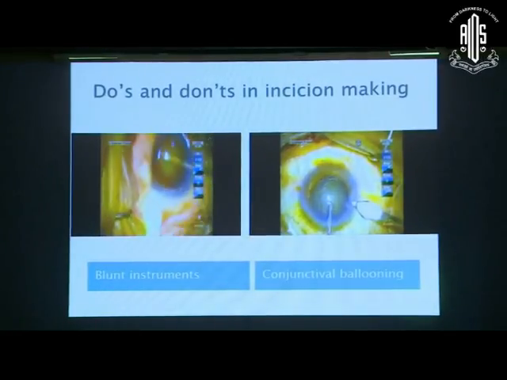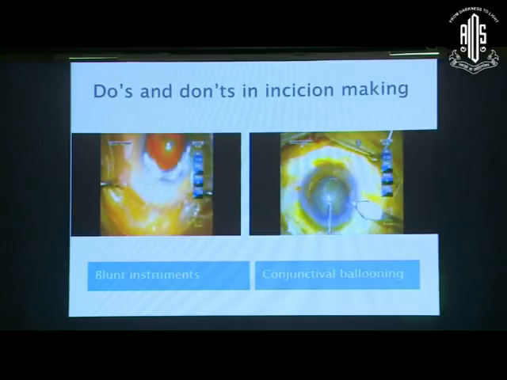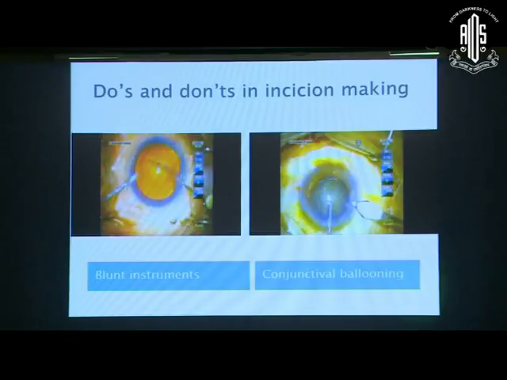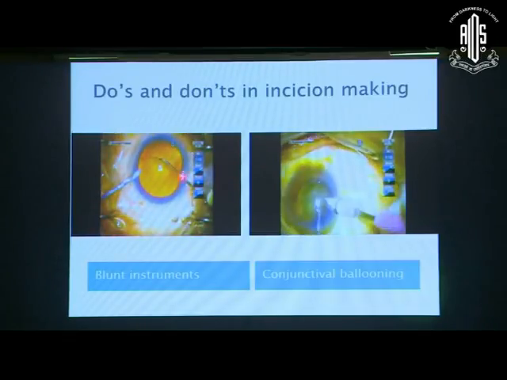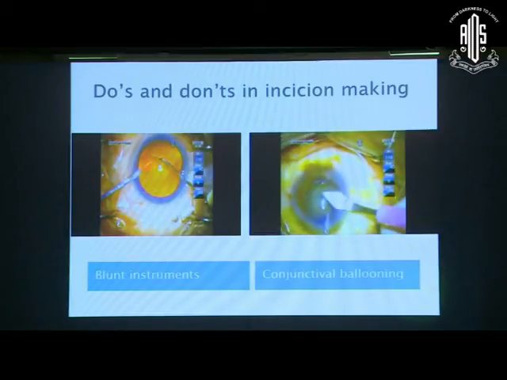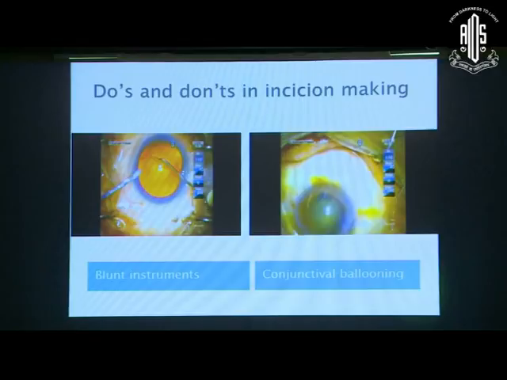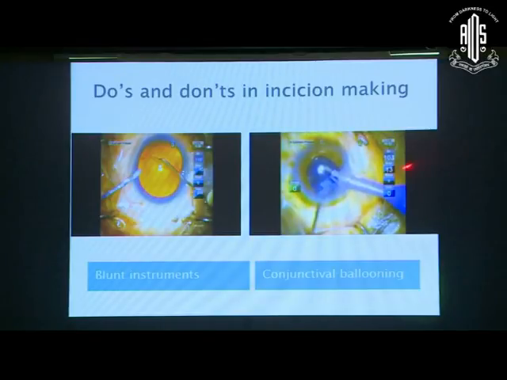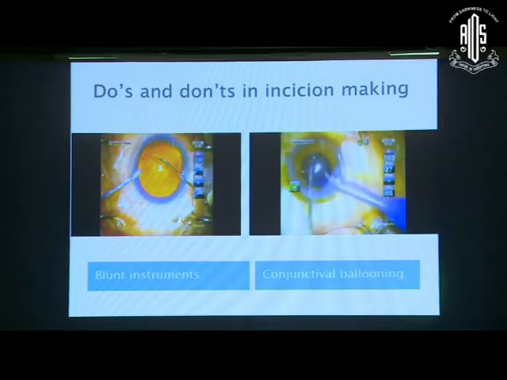Having done with the do's of incision, let's have some don'ts, because don'ts are very important. This incision was made with a blunt instrument, and you can see that it hit the anterior capsule. Another incision, made a little posterior, will create conjunctival ballooning here, and your surgery becomes messy.